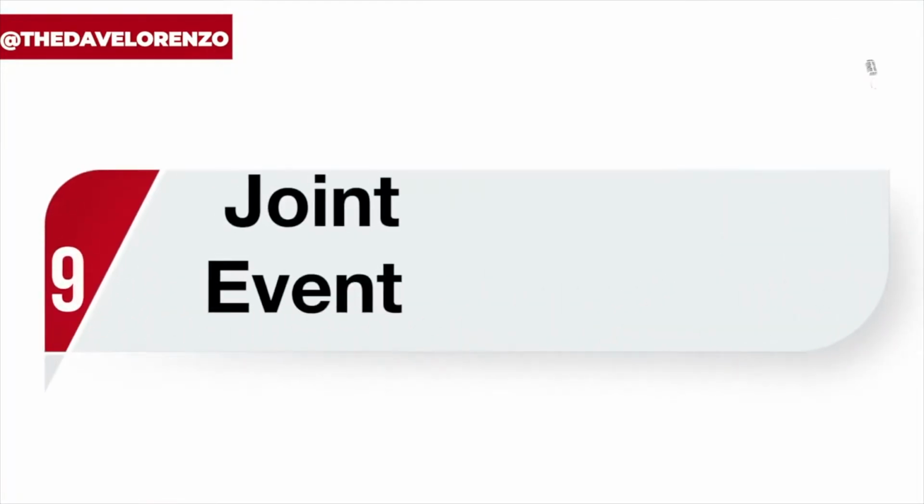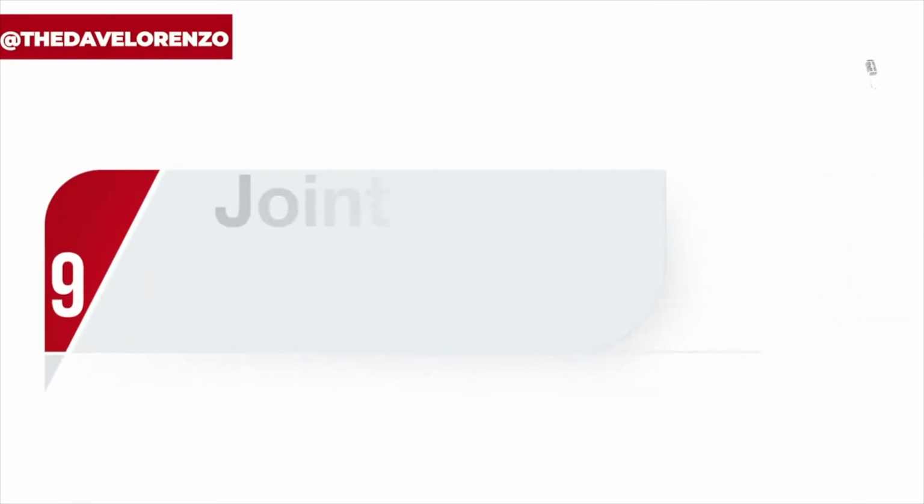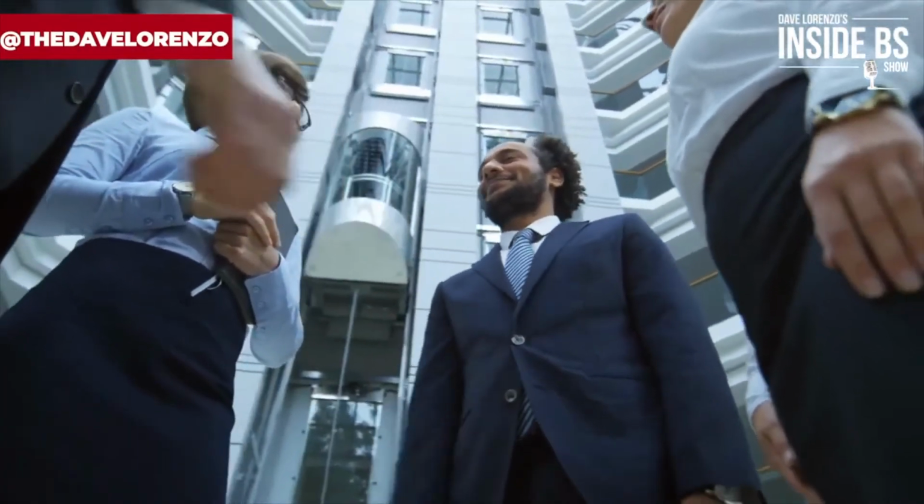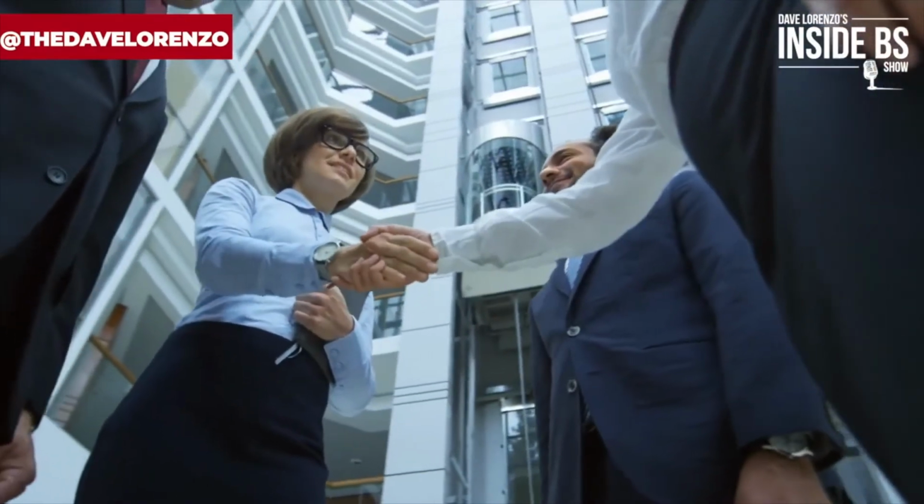Step number 9 is a joint event. You and that same person, the CPA, or you and the financial advisor, or you and somebody who's targeting your ideal client who has the same clients that you have in their portfolio, you do a joint breakfast, or you do a joint learn at lunch, or you host a joint dinner. Doing this is a fantastic way to grow your business because that person will invite everyone from their network. You'll invite everyone from your network.